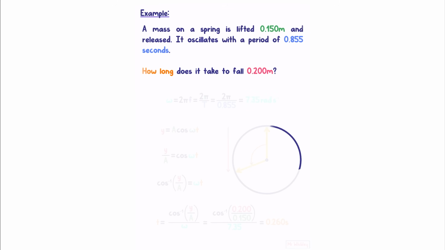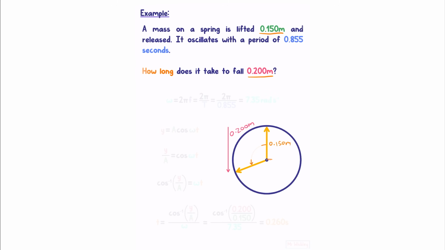And so, drawing a phasor diagram, because our spring is lifted before it's released, it is starting from its maximum displacement. Our maximum displacement on our phasor diagram is located either here, or if you wanted to, you could draw it over here, where we know that this distance here is 0.150 meters because it is our amplitude. And so if our mass has fallen 0.2 meters, we know that it must be below this point, and so we can imagine the phasor arrow pointing here, where this distance here is our 0.200 meters.